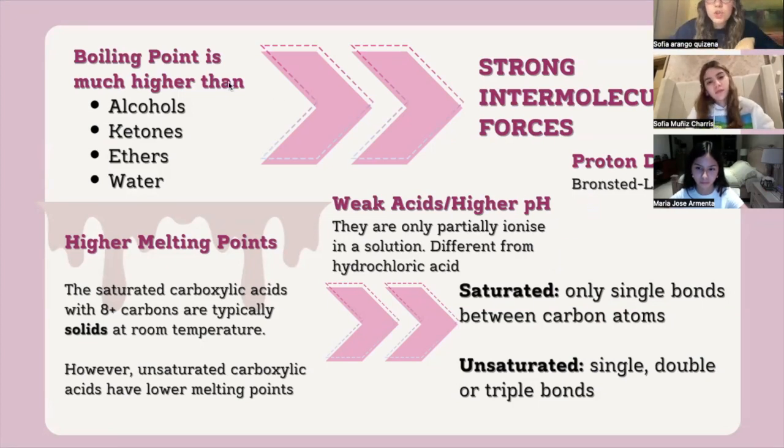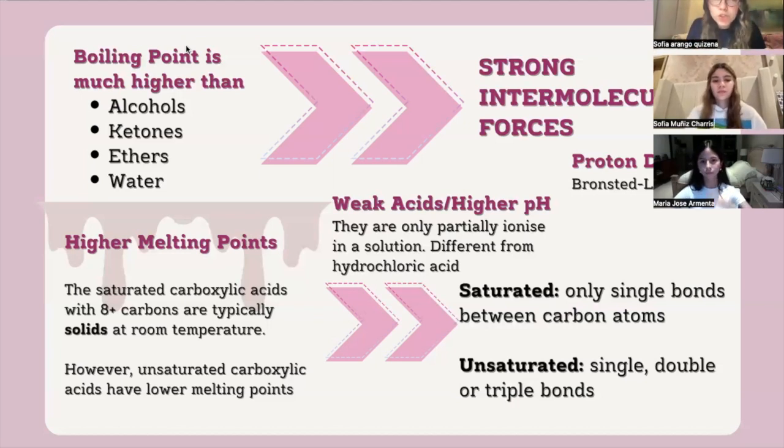The melting point has a lot to do with whether it is saturated or unsaturated. Saturated carboxylic acids have single bonds between the carbon atoms, and unsaturated ones have double or triple bonds between the carbon atoms. They're also considered to be weak acids, different from other acids like hydrochloric acid, which are stronger. And very importantly, carboxylic acids are partially ionized in a solution, so they don't give up their hydrogens entirely. They're also proton donors, according to the Bronsted-Lowry theory.